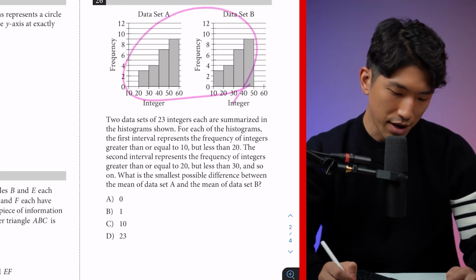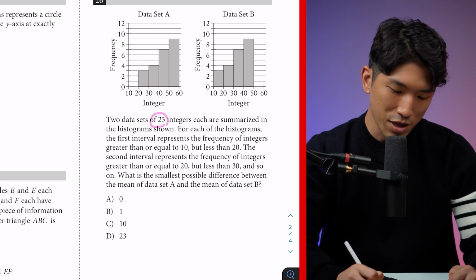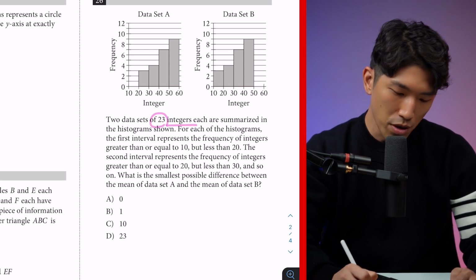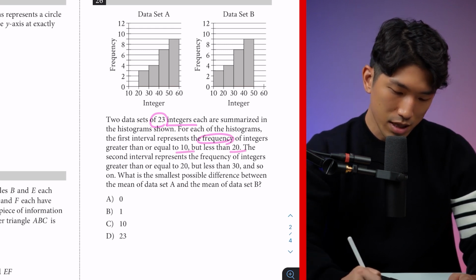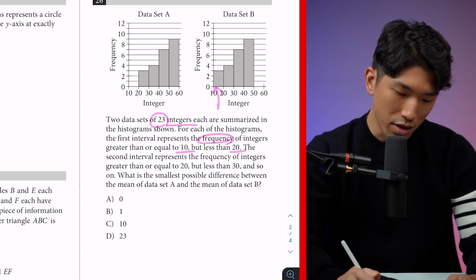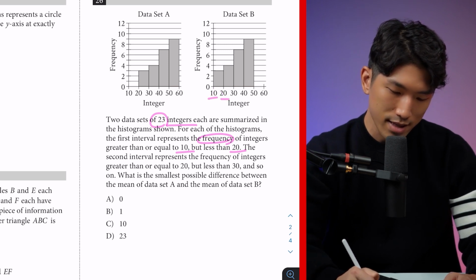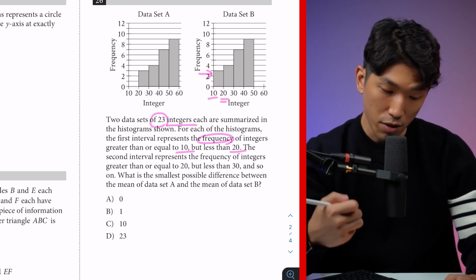So we're given 2 graphs right here, and the question says 2 data sets of 23 integers are summarized in the histogram shown. For each of the histograms, the first interval represents the frequency of integers greater than or equal to 10, but less than 20. So this first bar right here is going to be a number that is greater than or equal to 10, but less than 20, and that's how many there are. In this case, it would be 3.